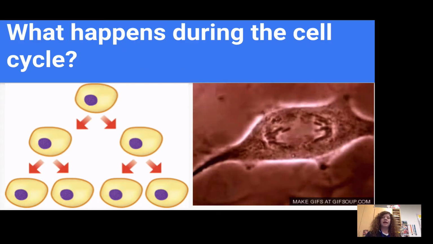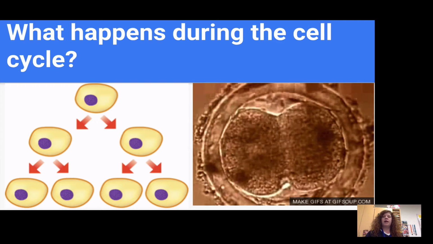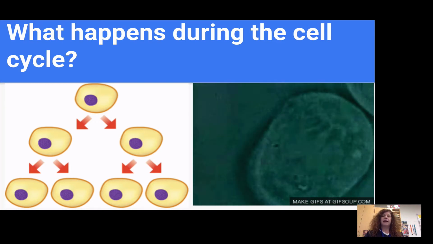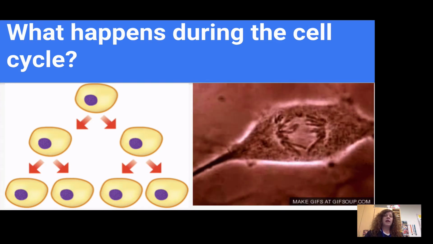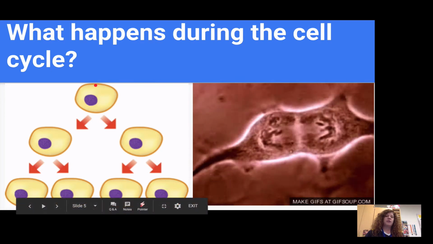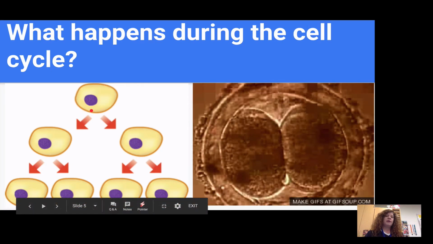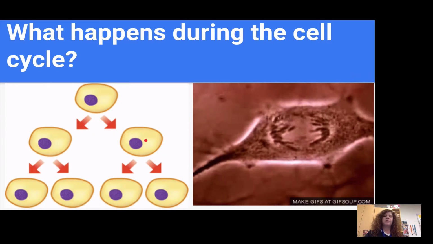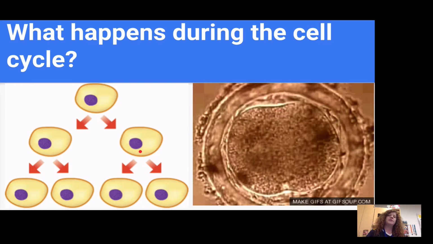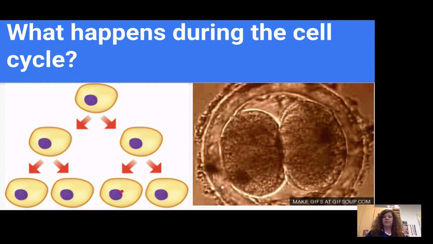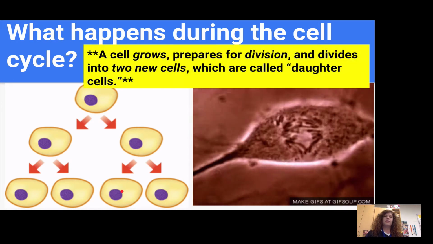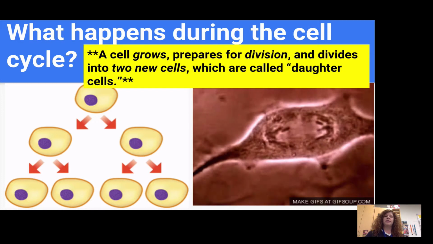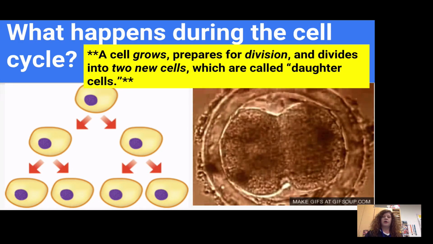What happens during the cell cycle? Well, on the right here, you can see it actually happening. That's the process of mitosis occurring. And on the left, we have an image that shows this. So there's one cell, that's the parent cell. It breaks apart, becomes two daughter cells, and those two daughter cells become parent cells, and so on, and that multiplies. A cell grows, prepares for division, and divides into two new cells, which are called daughter cells.